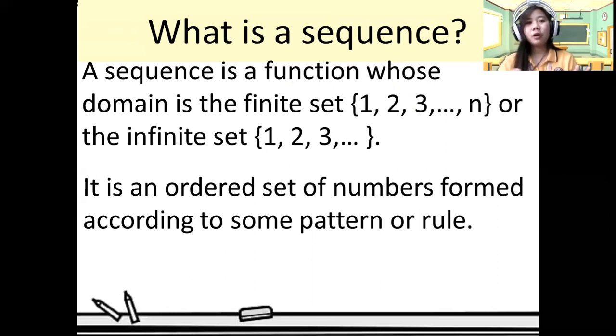For example, the set of numbers from 1 to 7. So 1, 2, 3, 4, 5, 6, 7. So hanggang 7 lang po siya. Okay, so when we say infinite set, set of numbers po na walang hangganan. So lahat po ng numbers ay included. Okay, 1, 2, 3, and so on.